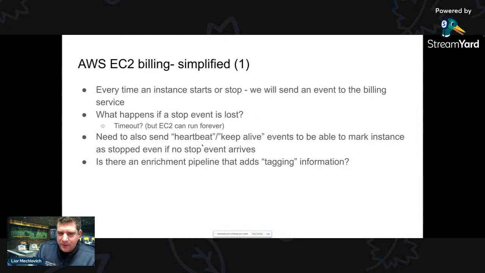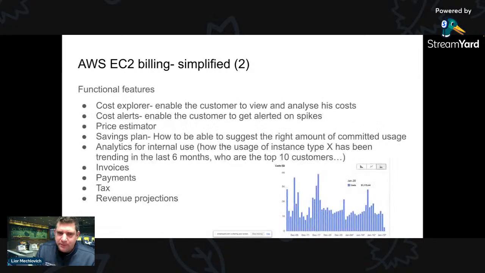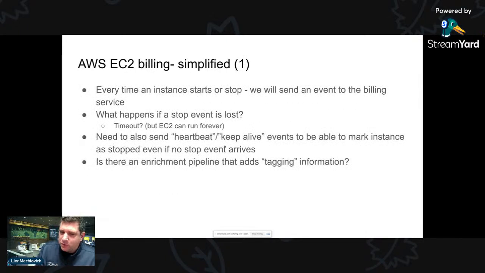Maybe it's better, and actually that's how it works, to send a kind of heartbeat, a keep alive, right? To send every minute or every 5 minutes that the instance is still alive. Because even if we lose the stop event, we still know when the last keep alive was, so we'll be able to charge accordingly. Okay, and then pretty simple.